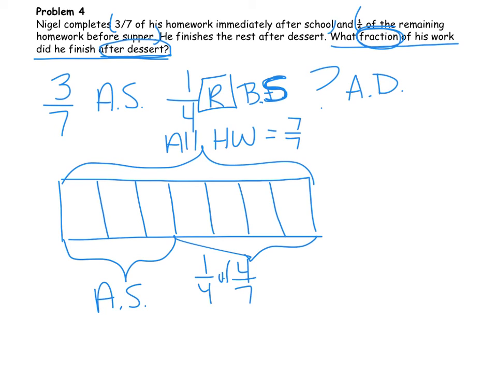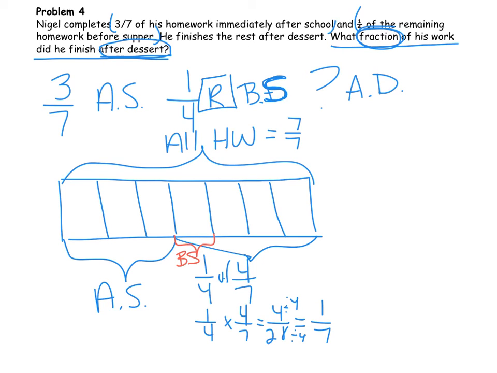So let's do that multiplication. So 1/4 times, because of means times, 4/7. 1 times 4 is 4. 4 times 7 is 28. Simplify. Divide by 4. Divide by 4. 4 divided by 4 is 1. 28 divided by 4 is 7. Oh, so this is right here. I'm going to label it a new color. This is what he did before supper.